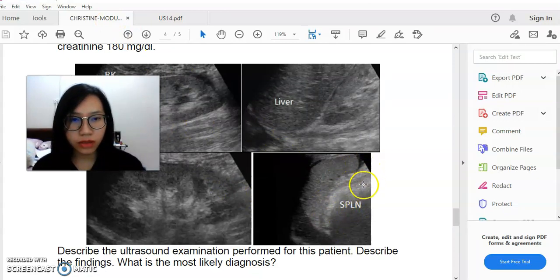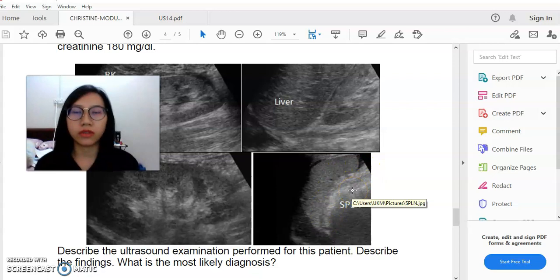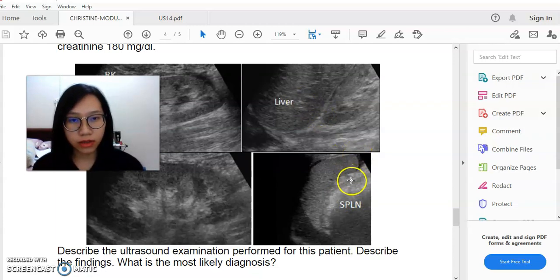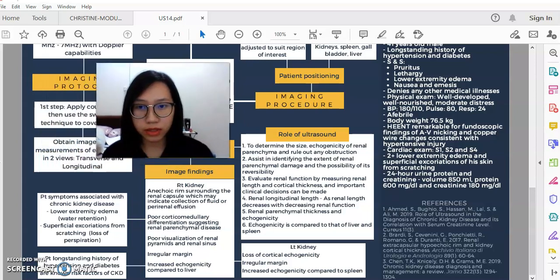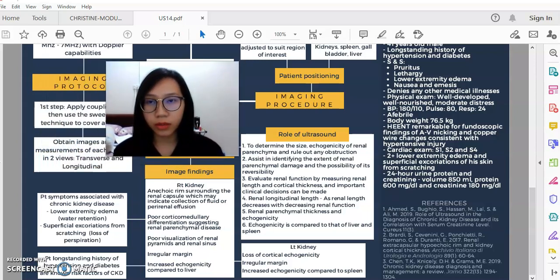And usually we use the concept of PLSK, which is that the kidney has the least echogenicity compared to pancreas, liver, and spleen. So in this case, when we compare this echogenicity to the spleen and the liver, the kidney has greater echogenicity, which is not normal. That is the image findings that I can get from this patient's image.